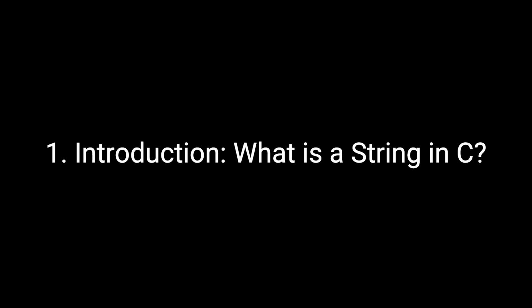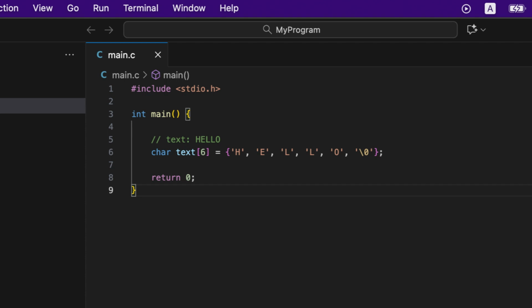First, introduction. What is a string in C? In most modern programming languages, a string is a fundamental data type used to handle text. However, in C, there is no dedicated string data type. Instead, C handles text using the data structures we just learned.